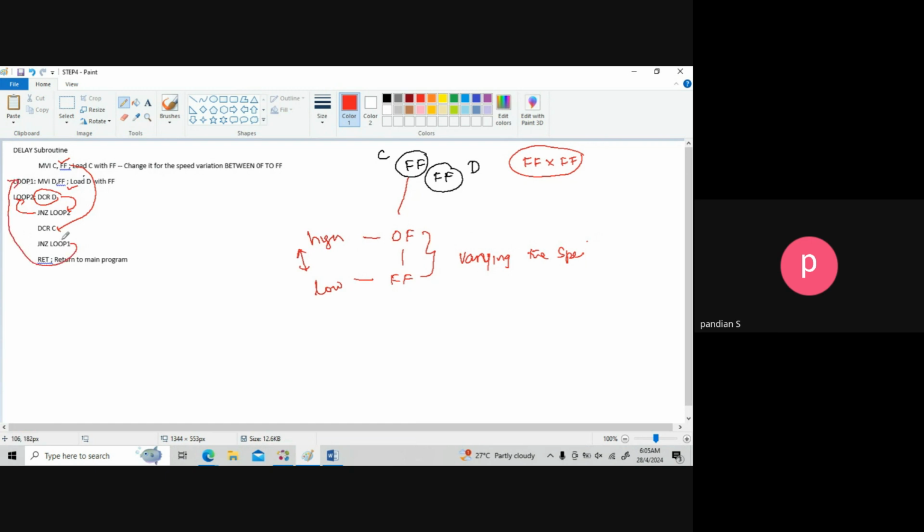So this is a simple way of writing the program, and then you have to give return, right? So by changing that value, we can change the speed. So that's all we have for the stepper motor control using 8255. Thank you.